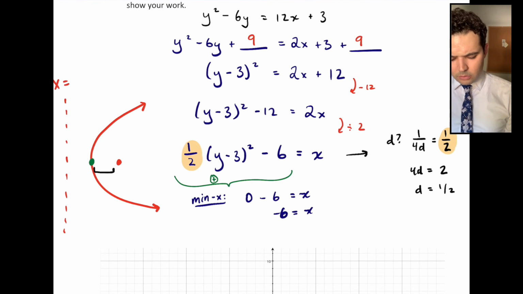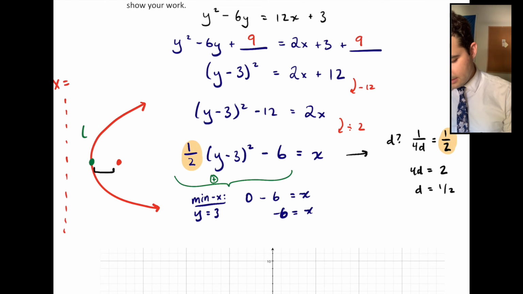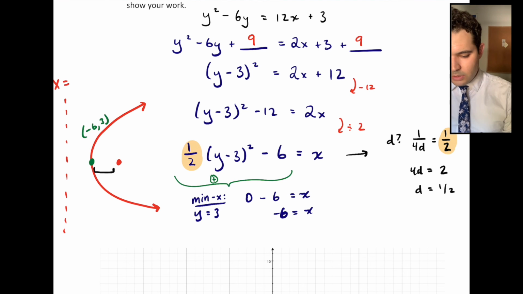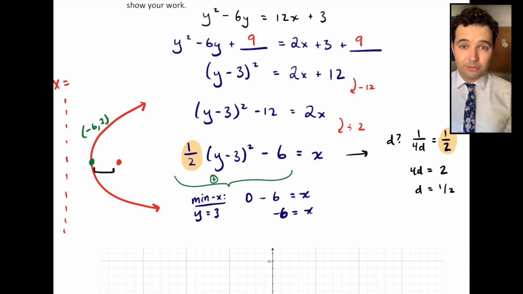And when is that true? Well, that's true when this piece of our equation was equal to 0. And this happens when y is equal to 3. And so we can conclude that this vertex point right here, where we have our minimum value of x, is the point -6 for x, comma 3 for y. So from here on out, all we have to do is use that value that we found for d to find our focus.